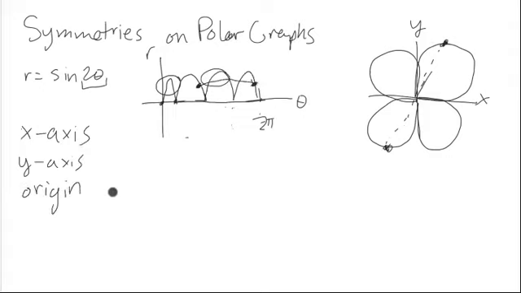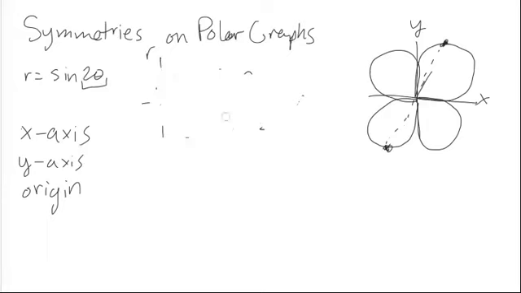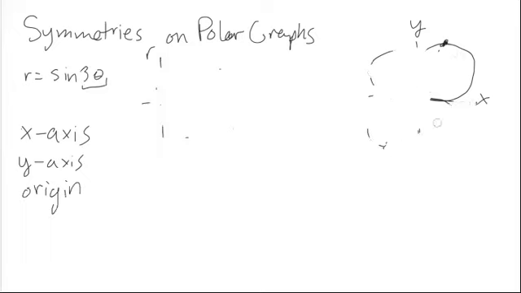Okay, now what if we changed things up a little bit? So let's look at another example, and this example won't have all the symmetries that we had in this one. What if we did sine of 3 theta instead? This graph over here will change. And let's see how it changes.